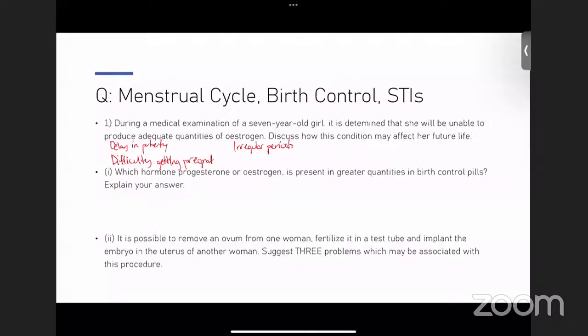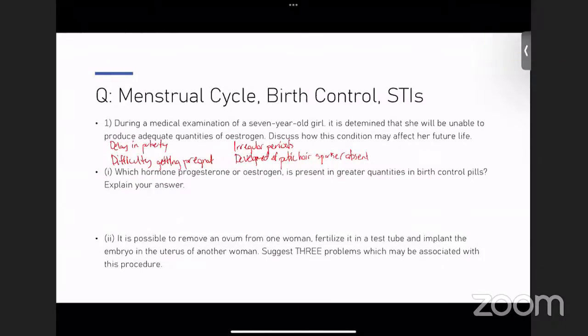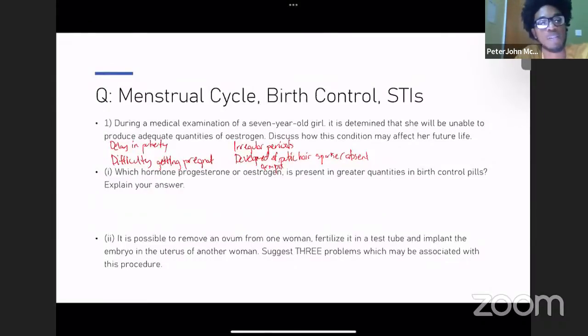Pubic hair, breasts. Yeah, pubic hair. Development of pubic hair. You can have maybe sparse pubic hair or absent. Where do women grow hair? Their arms. Yeah, guys, just look at yourselves. Armpits. On your head also. Yeah, but that doesn't necessarily have to do with estrogen. It's more underarm hair and pubic hair.